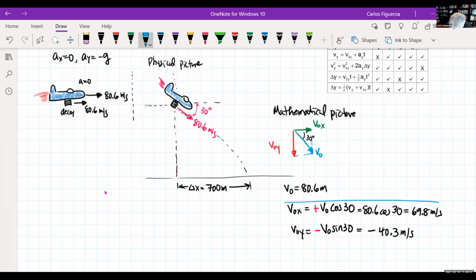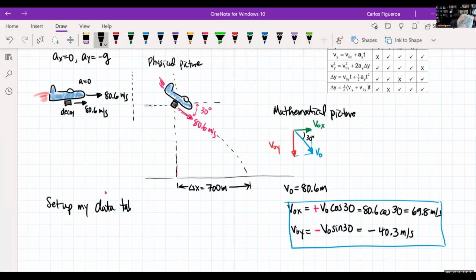So I now have my two velocities. Then I'm just going to set up my data tables right now so that I have that piece. And what do I know? I know that for X, I have AX. Now note AX is 0.